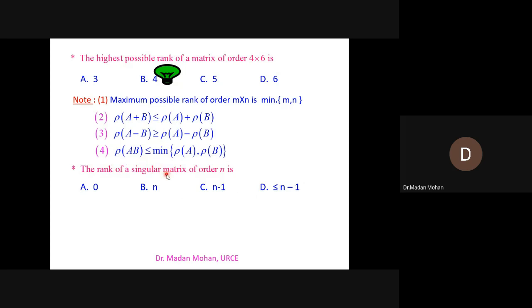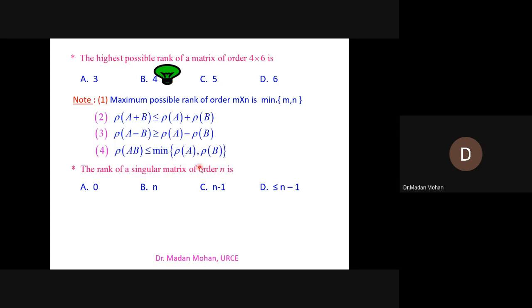A matrix is said to be singular if its determinant is 0. Order n means n cross n, a square matrix. From the rank definition, the largest possible minor is the matrix itself. Its determinant is 0 because it is a singular matrix. Therefore, that minor vanishes, so rank is not n. I can't get n plus 1, I can't get n plus 2. I can get n cross n, but it vanished from the rank definition. It is not rank n.